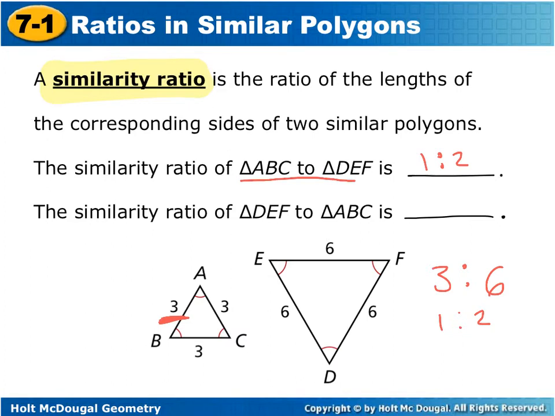Now if we find the similarity ratio of DEF to ABC, we're going to start with the bigger triangle, which has the side length 6. What corresponds to 6? 3. So how do we simplify this? 2 to 1.